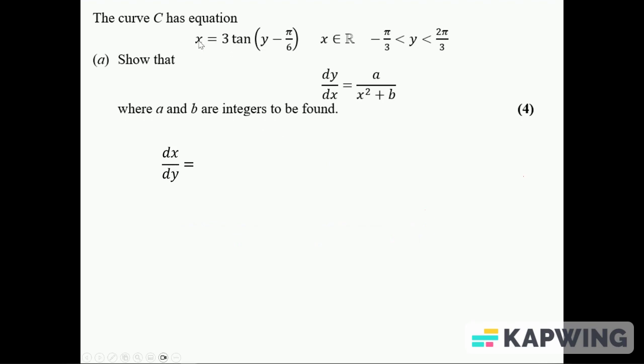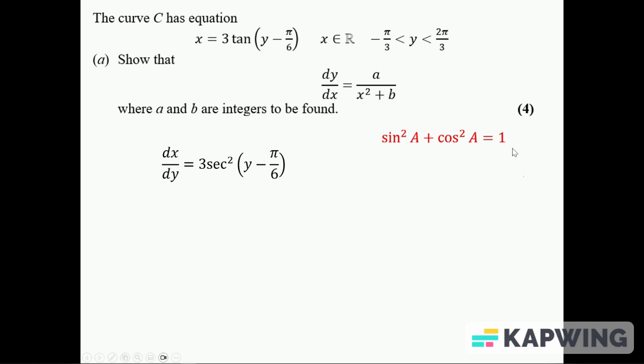So if we're differentiating this in terms of y, so we get dx over dy, we're going to have 3 sec squared of (y minus pi over 6). We've got to get this in terms of x though, because dy by dx is in terms of x here. So I'm going to get this in terms of x by using a trig identity.